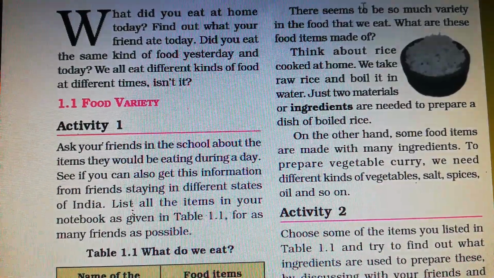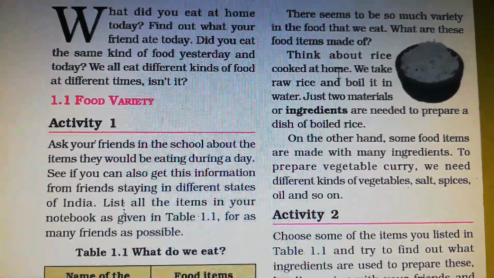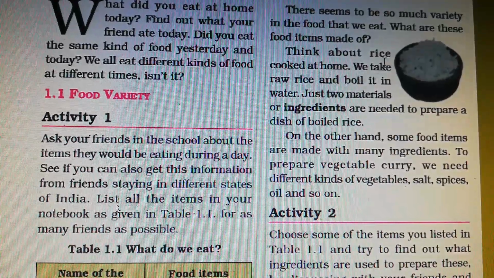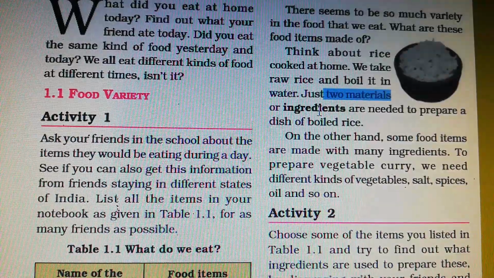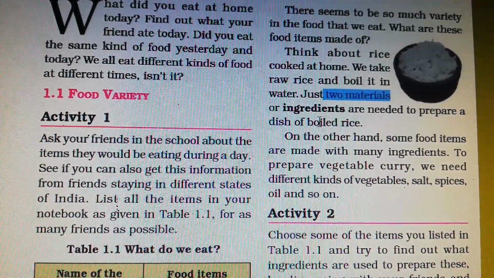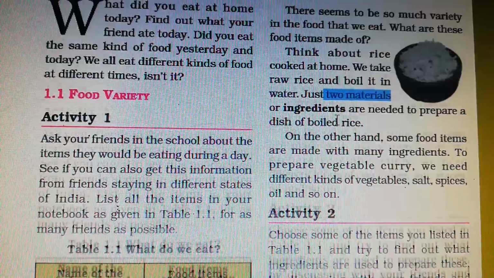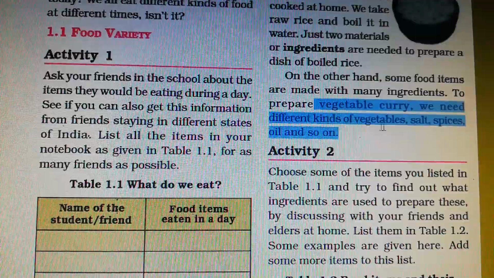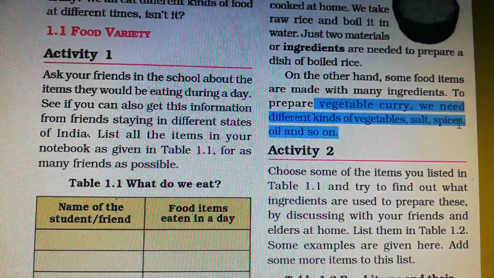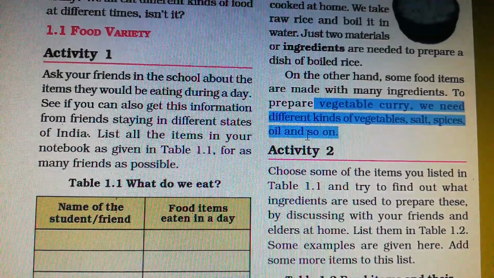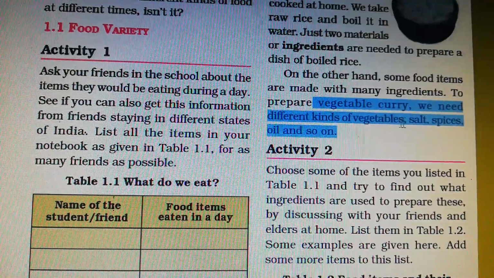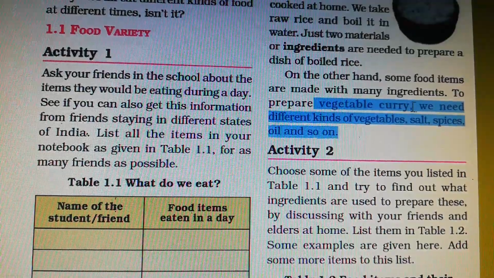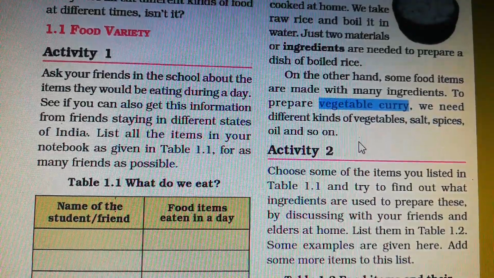Next is ingredients. For preparing our food, we need different types of ingredients. What do we mean by ingredients? Ingredients are the 2 or more materials that are needed to prepare a food or a dish. For example, if we are preparing a vegetable curry, different kinds of vegetables, salt, spices and oil are required. These vegetables, salt, spices and oil are all ingredients of making vegetable curry.